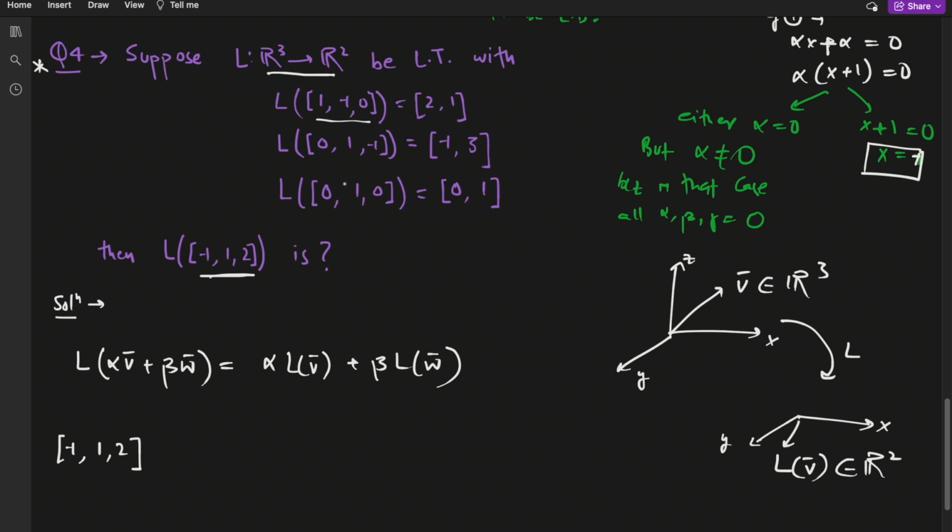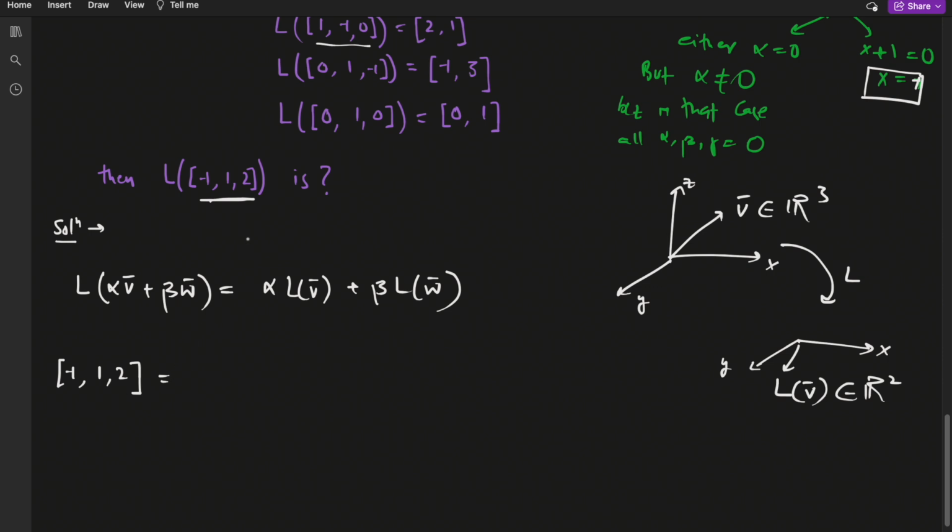So if they are spanning R3, we have seen in our previous lecture, then any vector in R3 can be written as a linear combination of these three vectors, right? And we are doing the same here. This is one vector. I am trying to write this as a linear combination of these three vectors. So I will write it as alpha times the first vector, 1 minus 1 0, plus beta times the second vector, 0 1 minus 1, plus gamma times the third vector, that is 0 1 0.